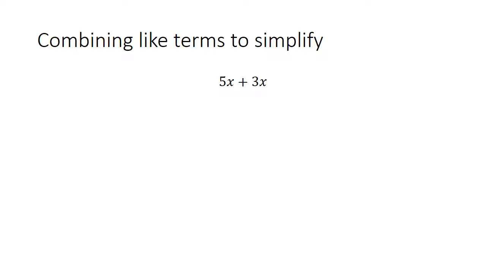5x plus 3x. When we combine them, we're going to take our operation right here and apply that to our coefficients. So we're going to take our 5, and we're going to add it to our 3, keep the x the same. So 5x plus 3x is going to be 8x. You should try this one on your own. Remember, they have to be exactly the same.